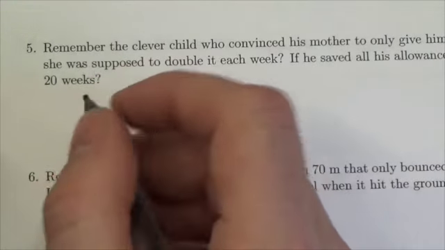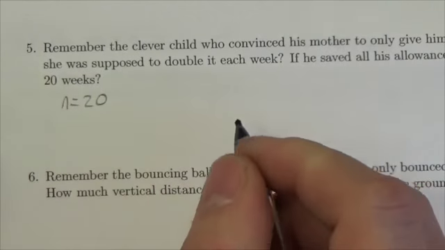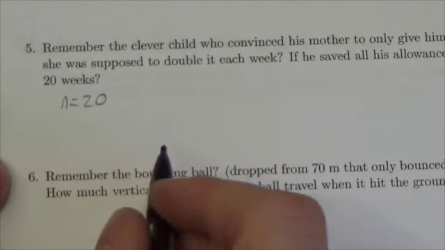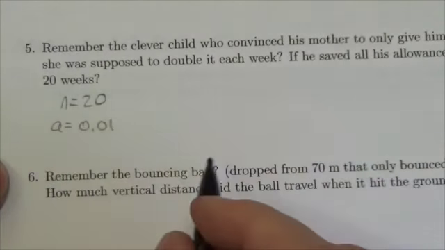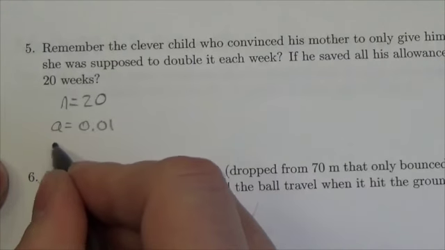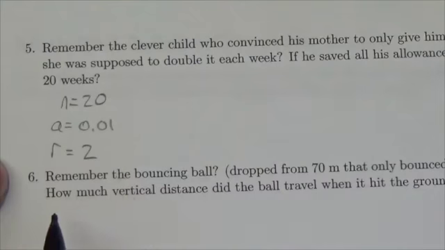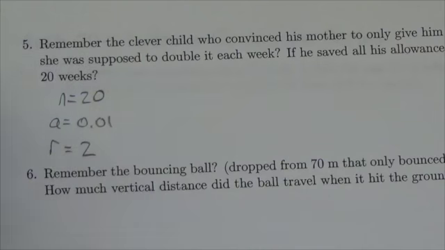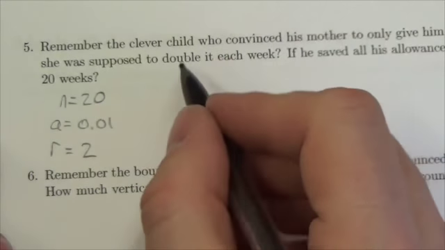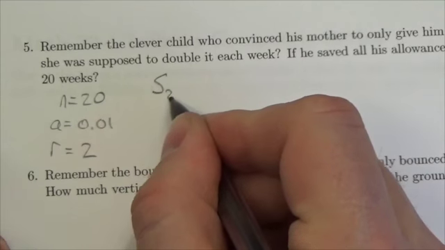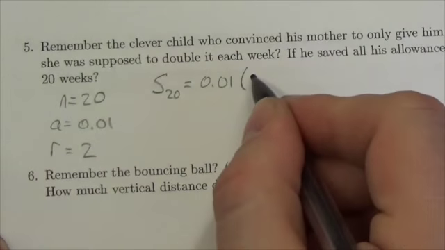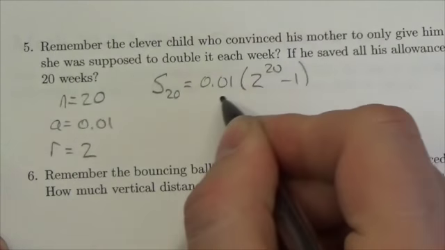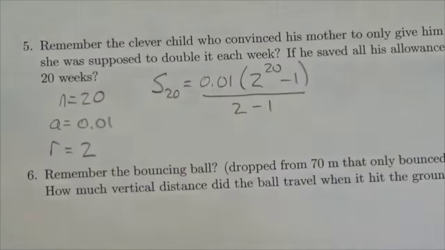So now this is a summation. We know, first of all, that n is going to be 20, because we're going to sum this up for 20 weeks. Additionally, we know, based on the scenario here, that we're starting at 1 penny, so 0.01. And our r value is 2 because we're doubling. Every week we're multiplying the value by 2. So now we don't know what the last term is, so we're going to use that first equation there. So the sum of the first 20 terms is going to be 0.01 times 2 to the 20 minus 1 all over 2 minus 1.